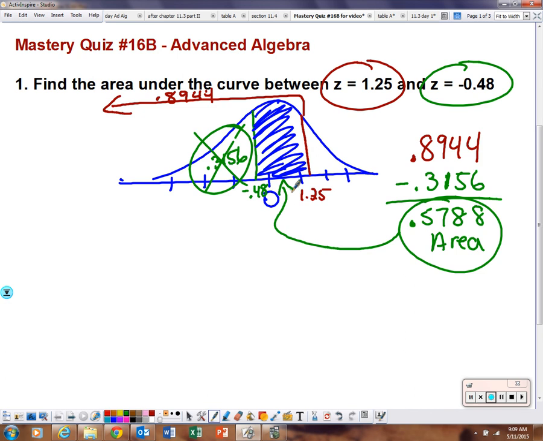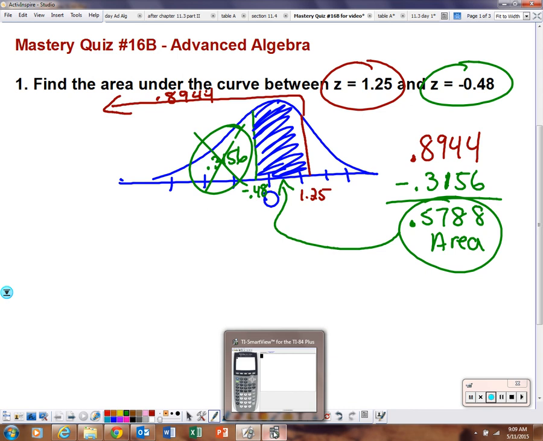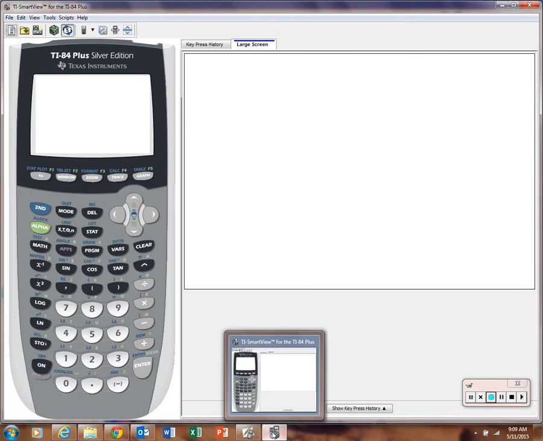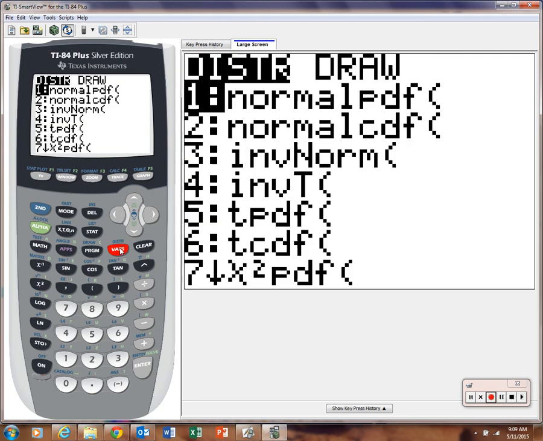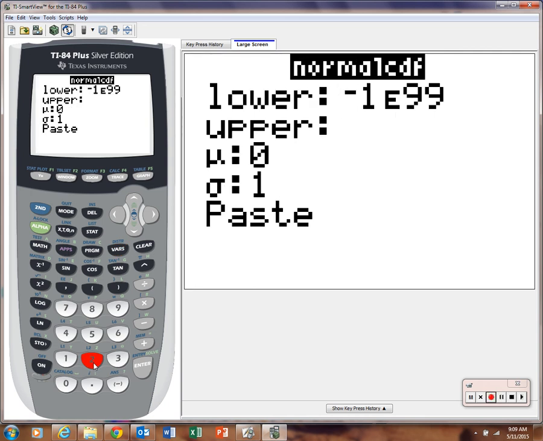Now, if you use the calculator, remember, we can go second and then hit the vars button. Again, one more time. Second, vars. You will pick number 2. Now, again, this is a fancy calculator, fancier than most of you.